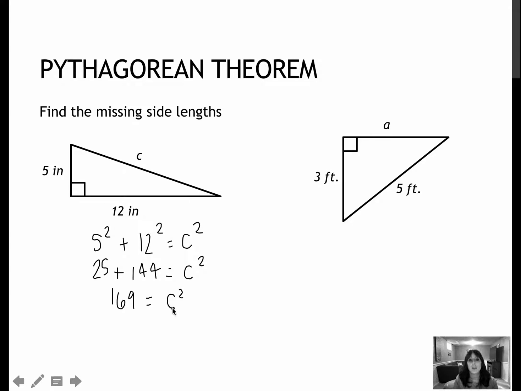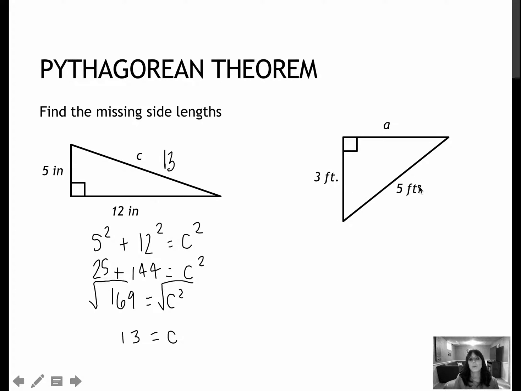And now I know that c squared is 169. I need to know what c is, so I'm going to take the square root of each side. The square root of c squared is c, and the square root of 169 is 13. So I know the measure of c is 13.